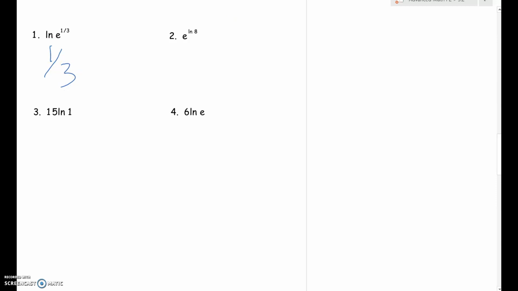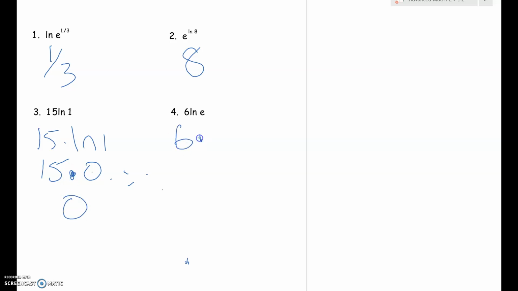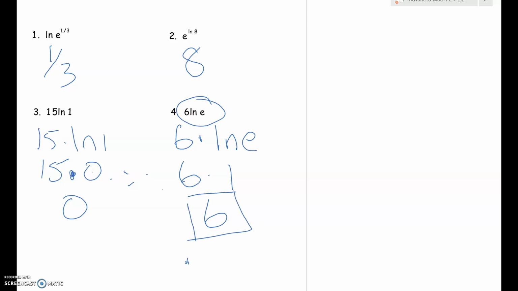Okay, this one over here, it's another canceling out. You get 8. All right, so this one is 15 times ln of 1. Well, if we use the properties, ln of 1 is 0, so this is 15 times 0. That's supposed to be a multiplication, so that's going to give you 0. Same thing here, this is 6 times ln of e. Well, ln of e is 1, so 6 times 1 is 6. All right, hopefully that makes sense. Again, you could just type that in the calculator and you will get that answer of 6. All right, so you're going to try a few of those.